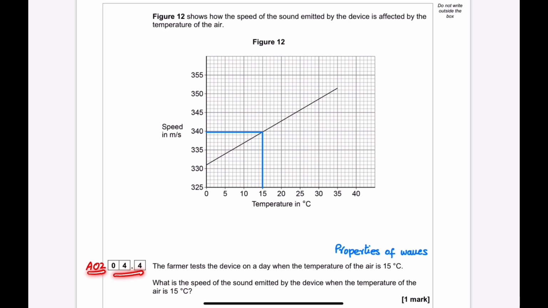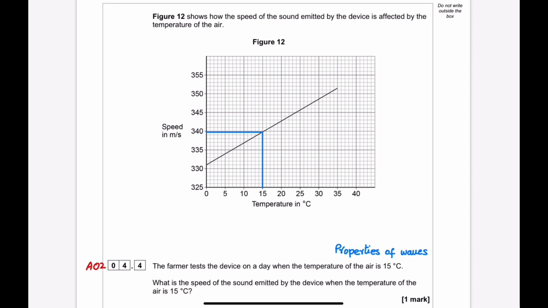4.4 is an AO2 question, and this question is from the properties of the waves. The farmer tests the device on a day when the temperature of the air is 15 degrees Celsius. What is the speed of the sound emitted by the device when the temperature of the air is 15 degrees Celsius?